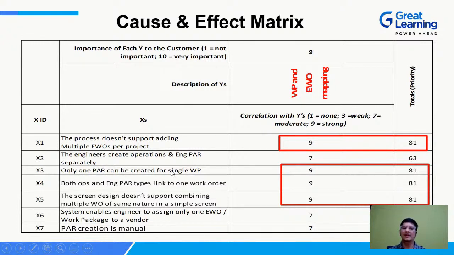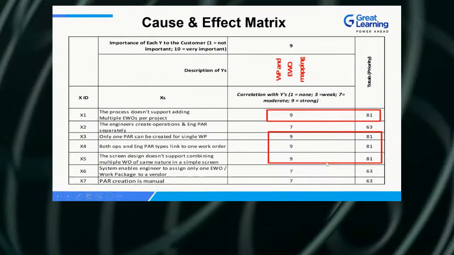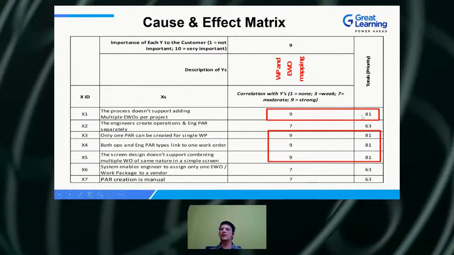Only one part can be created in a single working tool. So what happens, the level of impact, the cause, and the effect is 9, which essentially means that this has a very, very high impact, and also we need to look at it. So both operation and engineering part types linked to one another need to work together. What is the level of impact? It's 9. So if you multiply this by 9, you get 81. So when you map out the cause and the effect, you will essentially know what is the level of impact and how it can be improved.